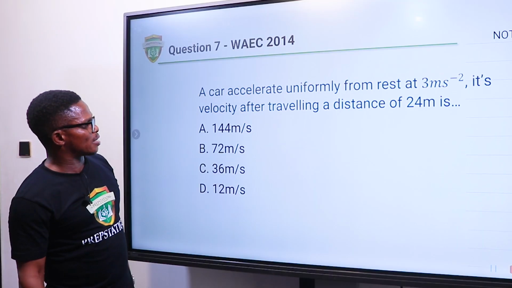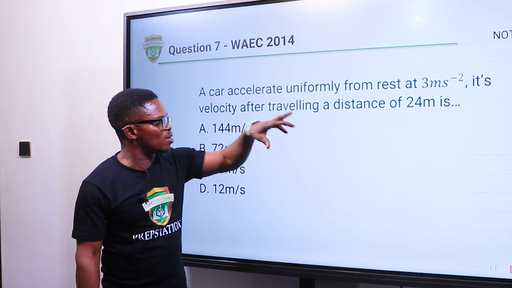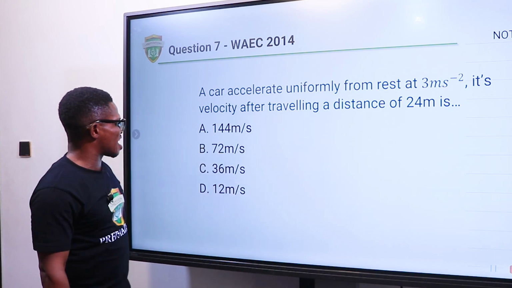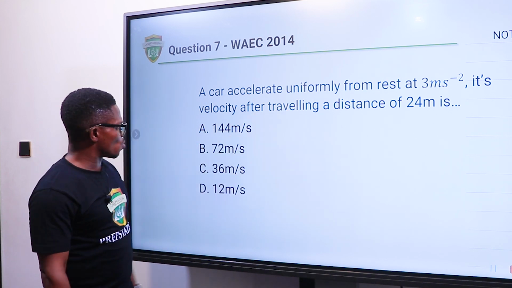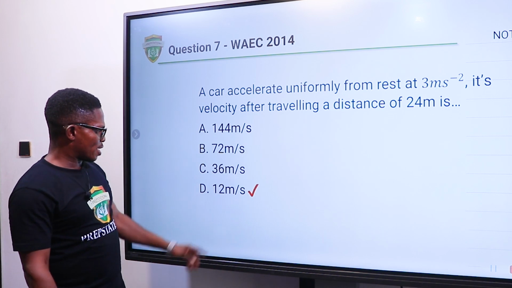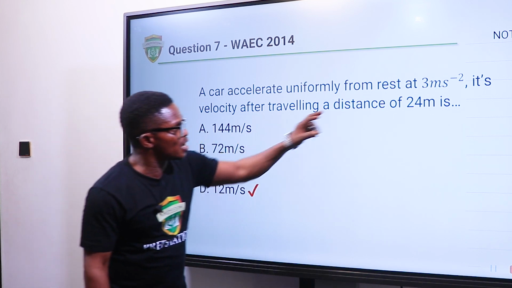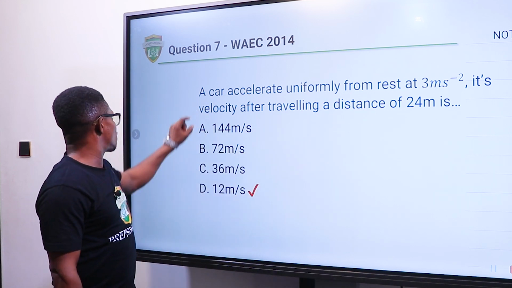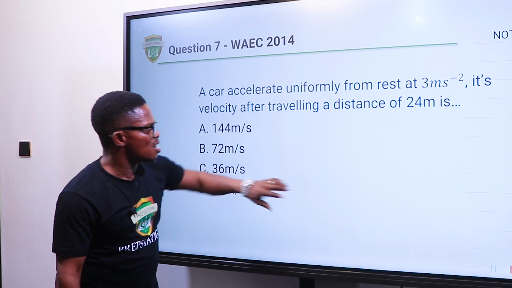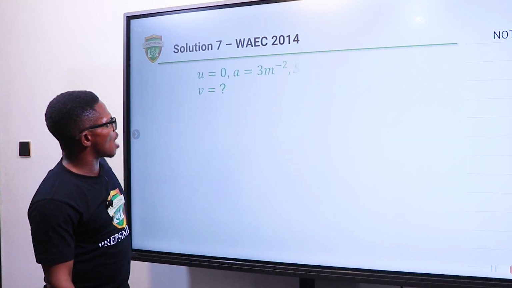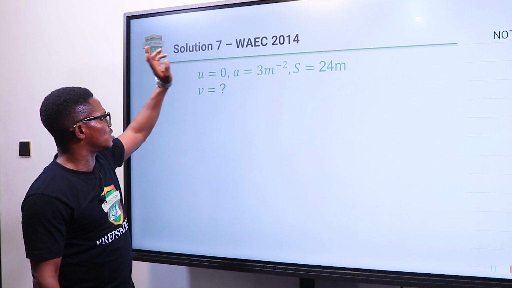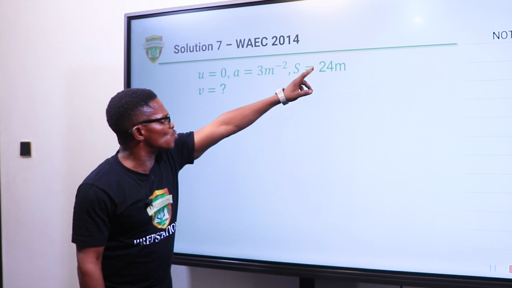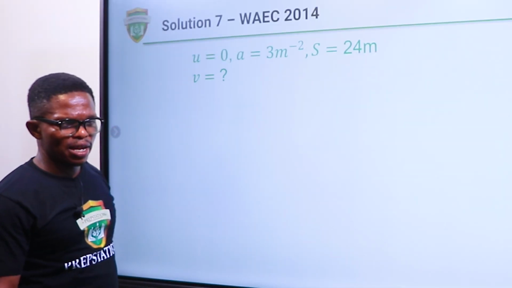Okay, we are getting closer. A car accelerates uniformly from rest at this. Its velocity after traveling a distance of 24 meters is this. Okay, so in this question, the answer is 12 meters per second. They gave us initial velocity. They also gave us the distance. So they are looking for what? Final velocity. So we have 3 parameters given now. So how do we go about this? Initial velocity is 0. Acceleration is 3 meters per second squared. Distance was given. We are looking for V, final velocity.